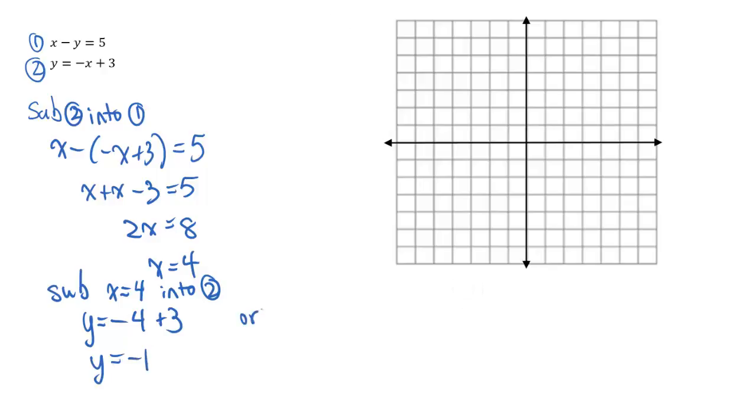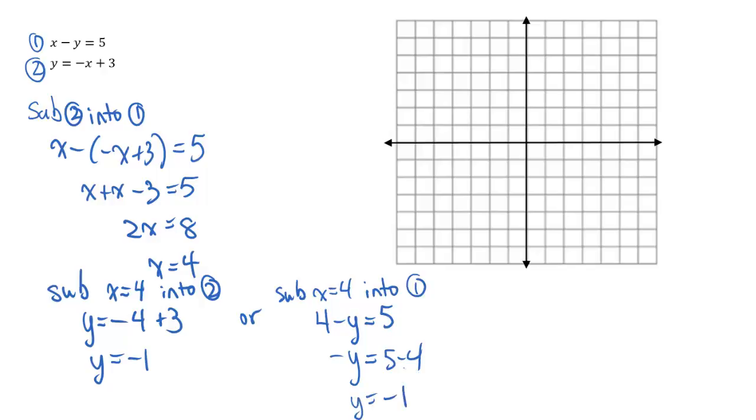And I'm going to prove to you that I could use either equation. So I'm going to sub this x equals 4 into 1. And in this case, I have 4 minus y equals 5. So y equals, I'll just bring this over. So we got 5 minus 4, which gives me y equals -1. So same answer. So take your pick, just do what's easy.